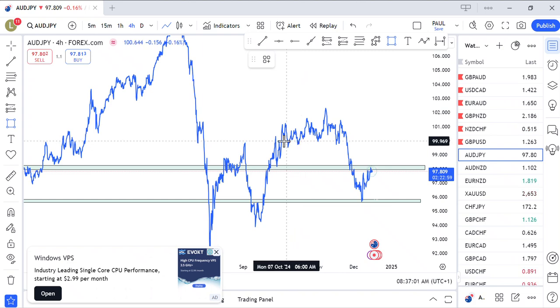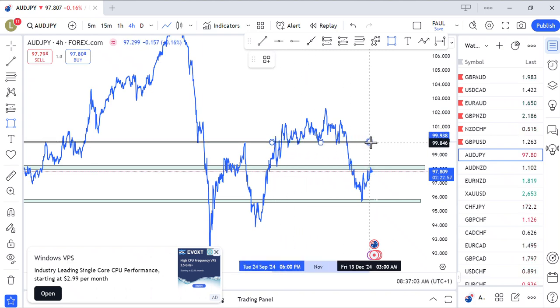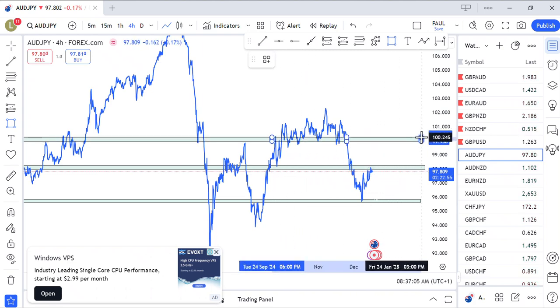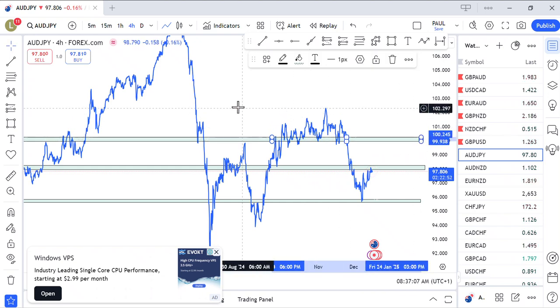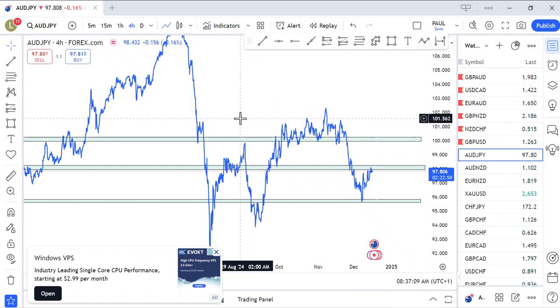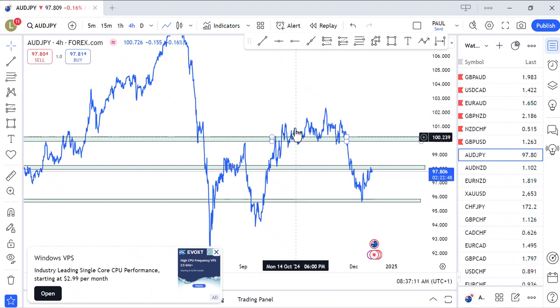I'm drawing my support and resistance on 4 hours because I like to execute my trade on 1 hour. Can you see another obvious one here? Now to be sure whether the support and resistance are very important, let's confirm it. Let's start from the first one. We can see multiple rejection here.